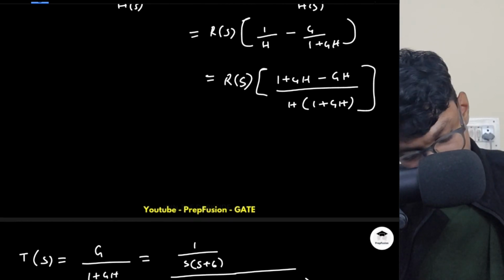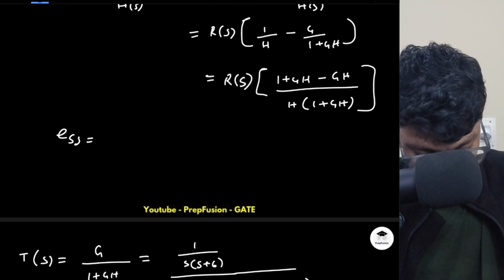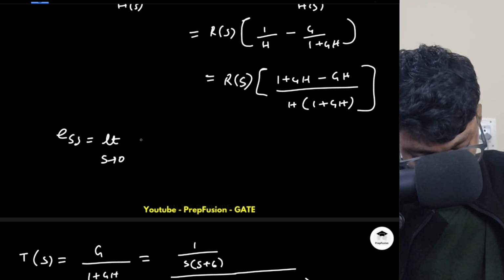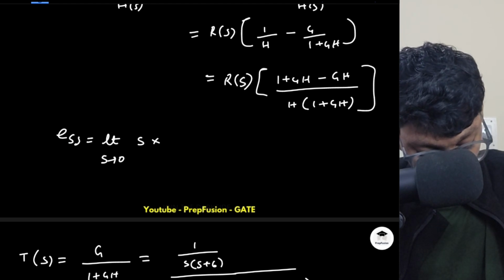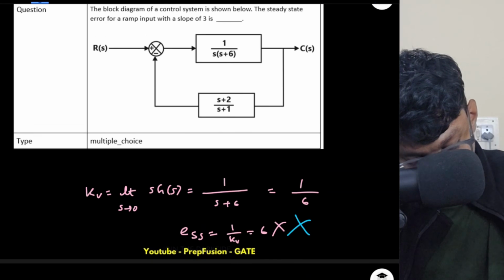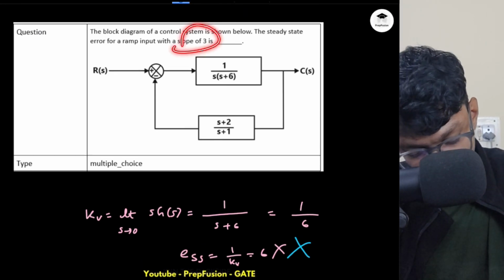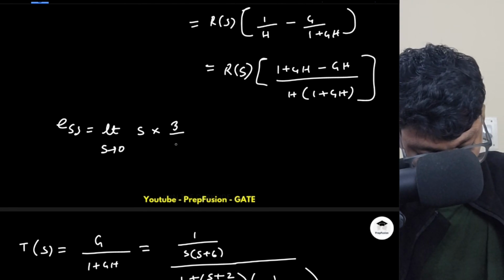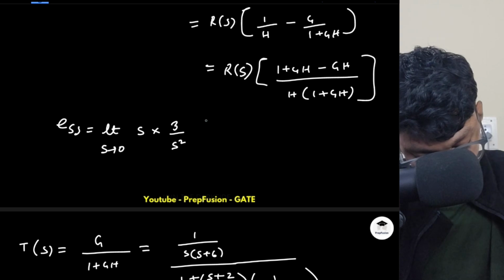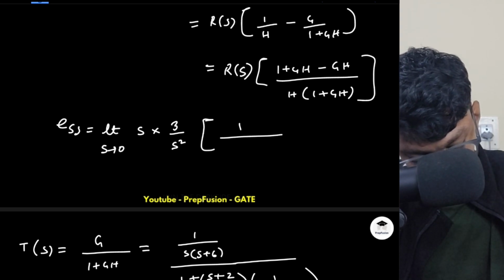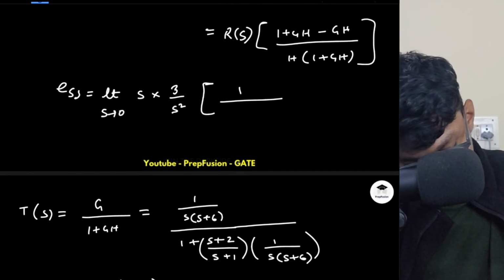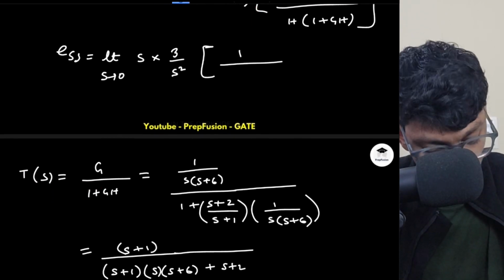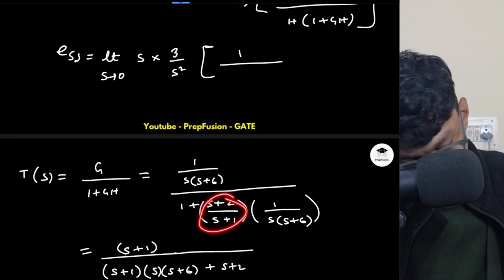Okay, and what is my steady state error? Steady state error will be limit as s tends to 0 of s into R(s). What is R(s)? R(s), remember, is a ramp input with a slope of 3. So it will be 3 by s squared into 1 divided by H. What is H? H is this value. Although I have computed the transfer function, this would have been the better approach.